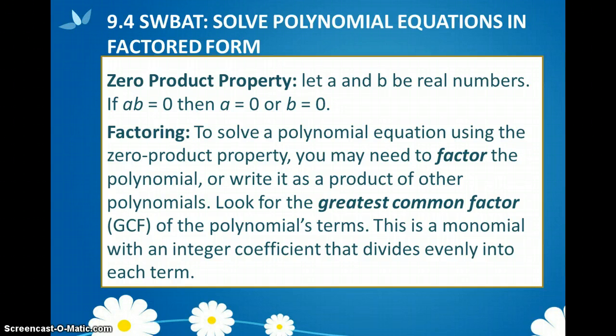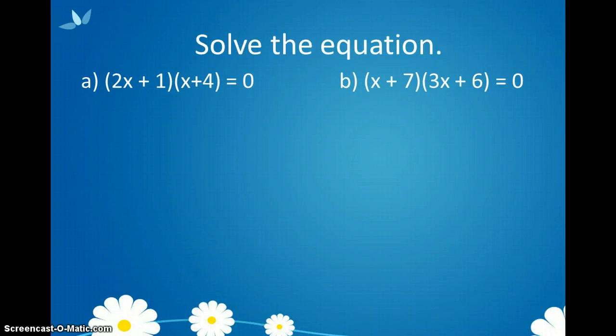The next thing I want you to know is factoring. To solve polynomial equations using the zero product property, you may need to factor the polynomial, or write it as a product of other polynomials. For us and for today, we're only going to be looking for the greatest common factor, the GCF, of the polynomials, and then we'll factor that out. And for today, it's going to be a monomial. We're only going to be able to factor out one term from all of the terms that are in our polynomial. Let's take a look at that in just a bit.